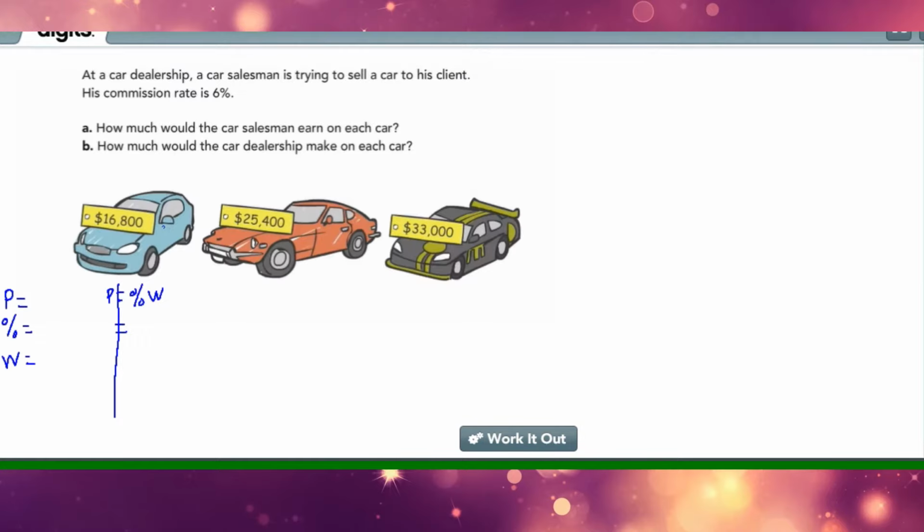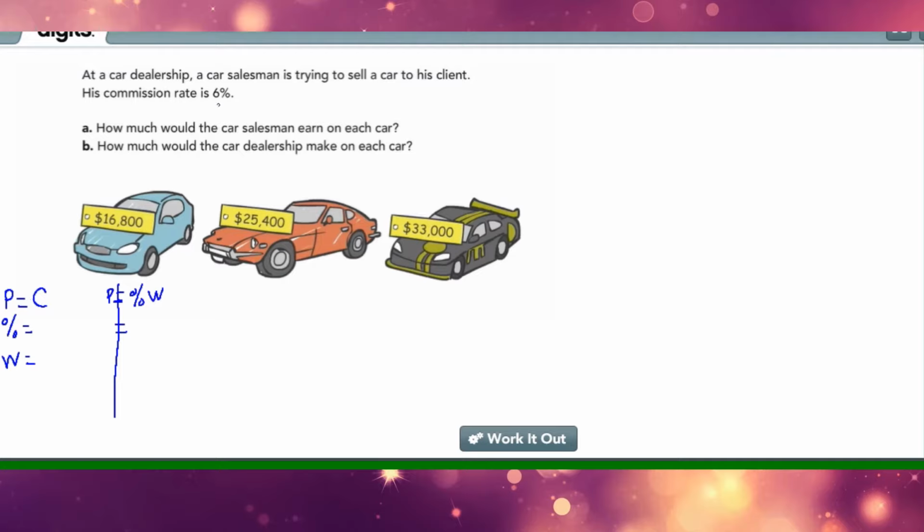In order to answer these questions, we need to use our percent equation, which is part equals percent times whole, and we'll work on the blue car first. So the part in this case will be the commission. So whatever the commission in dollar amount, that will be our part. In this case, we don't know. That's what we're looking for, so we can use a variable. And remember, this part represents the commission.